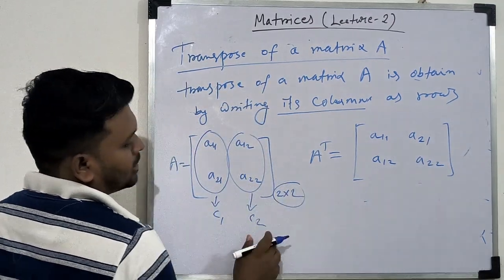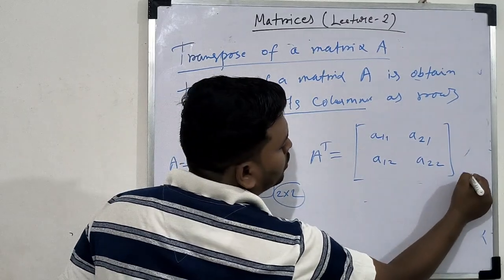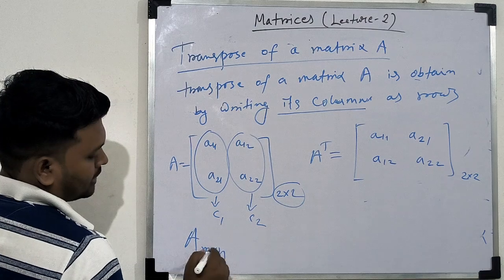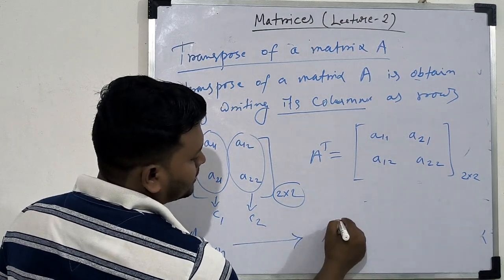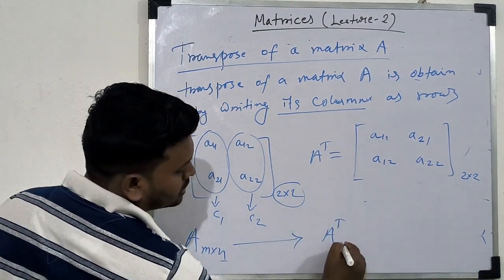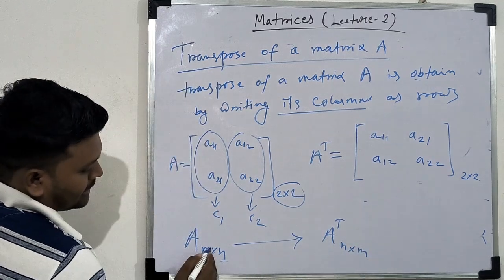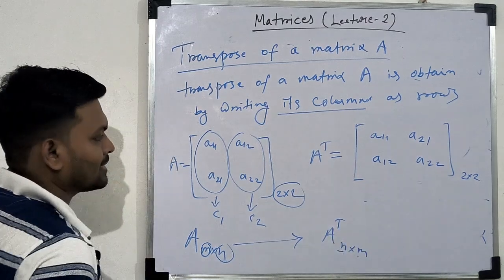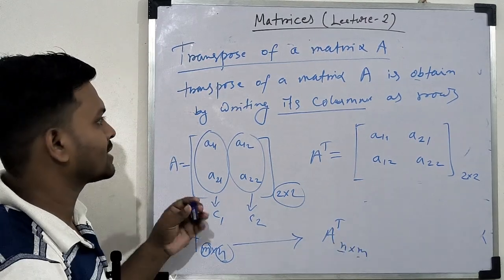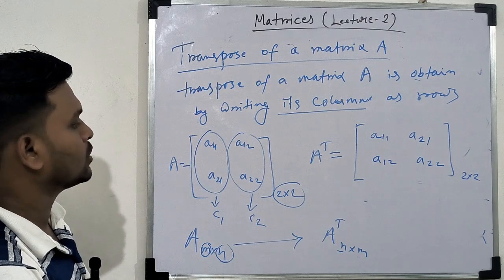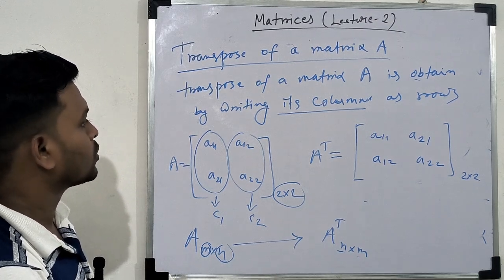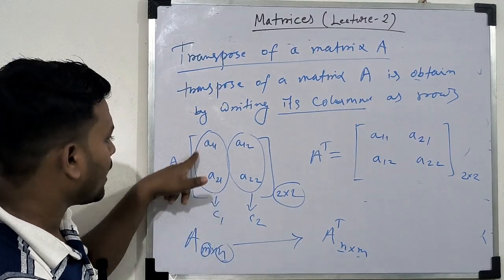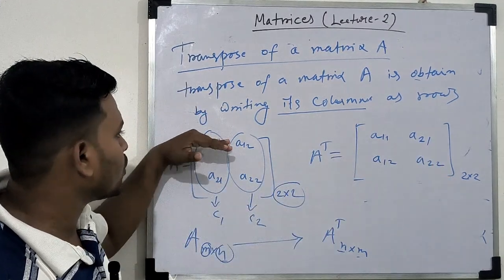If this is a 2 cross 2 matrix, the transpose will also be 2 cross 2. If a matrix is M cross N, its transpose will be N cross M, as rows become columns and columns become rows. So this is the transpose. Now we will discuss one theorem related to the transpose. To find the transpose, simply write columns as rows and rows as columns.